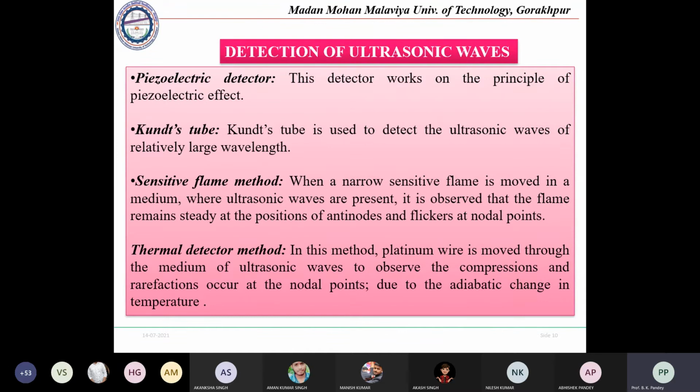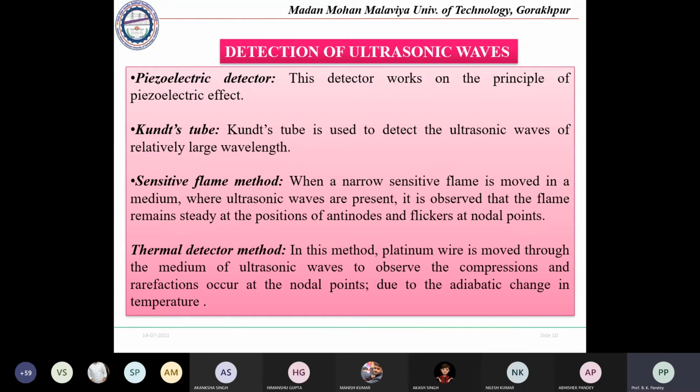As far as detection of the ultrasonic waves is concerned, the piezoelectric detector works on the principle of the piezoelectric effect. So the piezoelectric detector will be used, that is, how the compression and elongation is produced in the slice or in the rod, and according to that, if that is able to produce the electric field in the piezoelectric material, then we will say that there is the presence of ultrasonic waves.